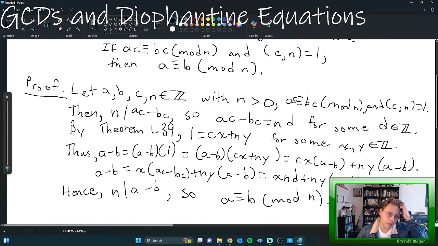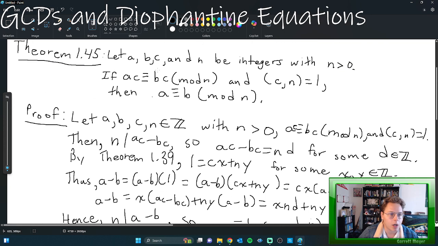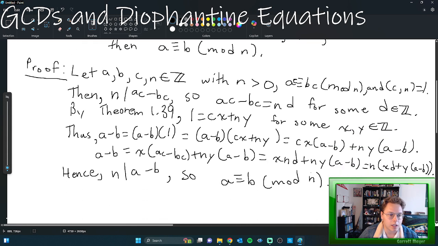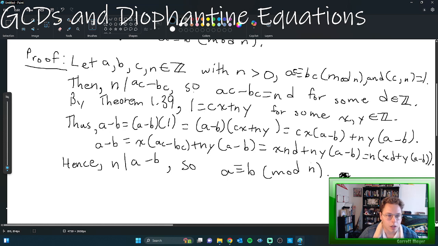And that is a very useful result because it means that when we know C and N are relatively prime, we can take out that C and just be left with A being congruent to B mod N. So you can see here how useful this particular identity is.